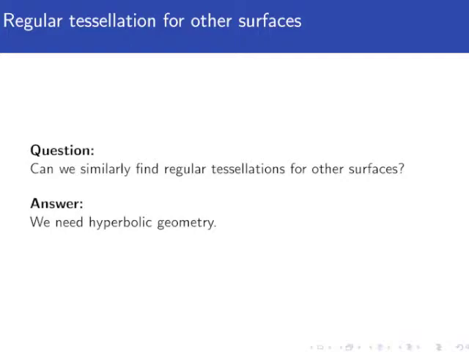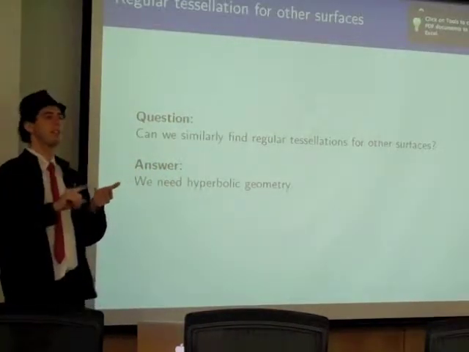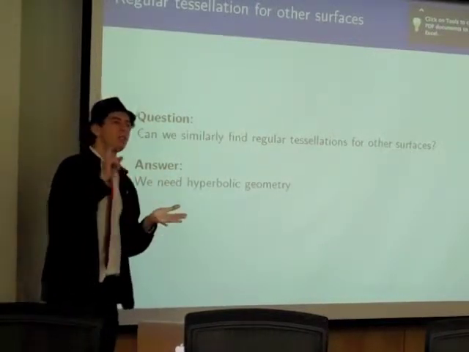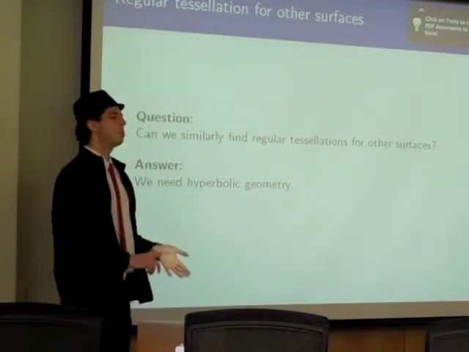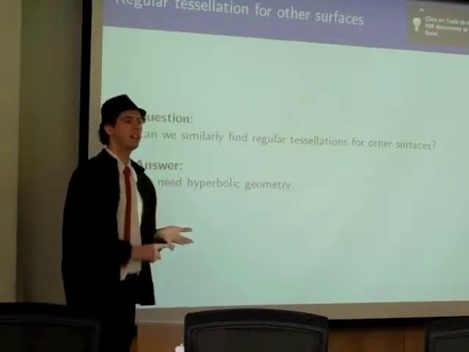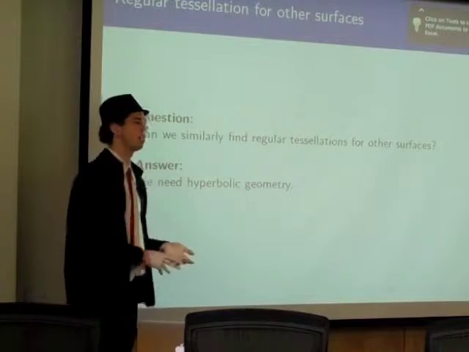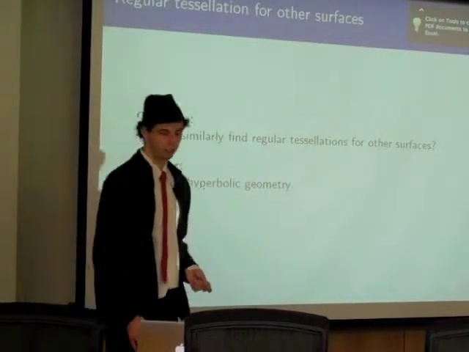I told you how to tessellate the Euclidean plane. I told you how to tessellate a sphere, but we want to tessellate the surface of a donut, the torus. Let's go to higher surfaces, something more complicated. And can we find regular tessellations on these more complicated surfaces? The answer is yes, but I first need to tell you what hyperbolic geometry is.